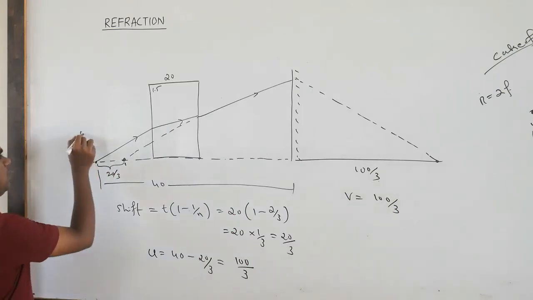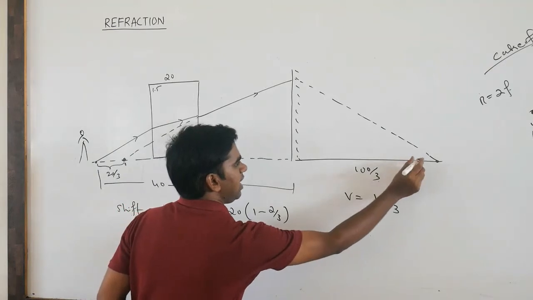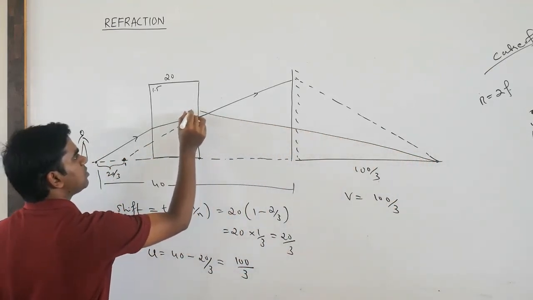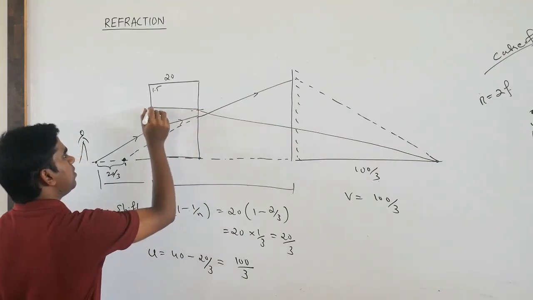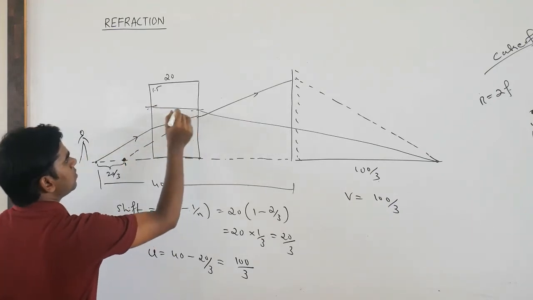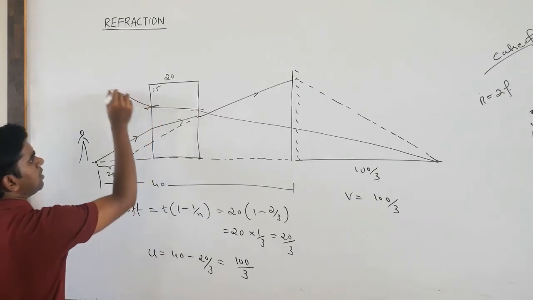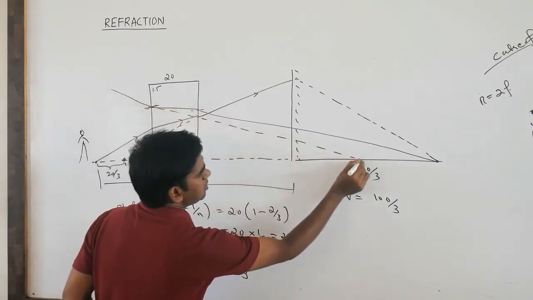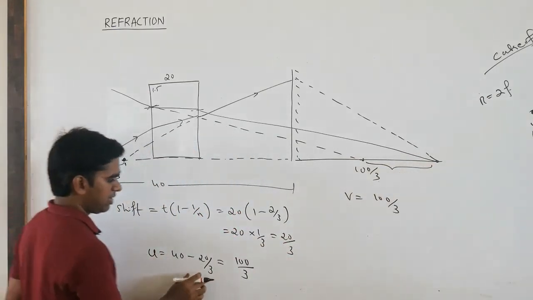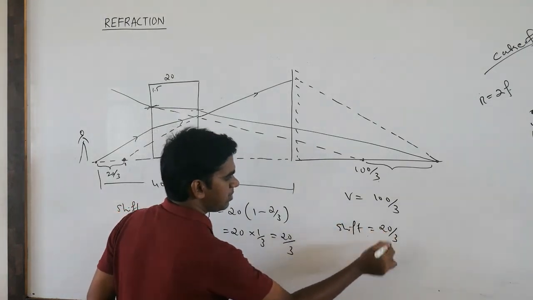But when you are standing at this point, the light coming from this image has to pass through the glass slab. So it will bend away from the normal. That means the image seems to be here, so there is a shift. How much shift will take place? Again the shift will be 20 by 3 only, because it is the same glass slab. So the shift is 20 by 3.